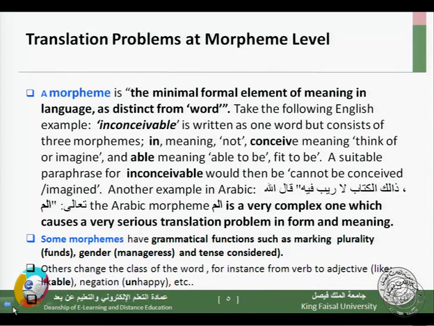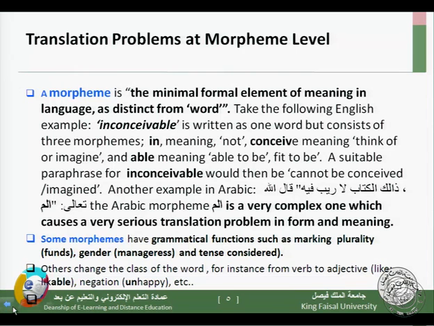Now, translation problems at morpheme level. Now, what is a morpheme? What is a morpheme? Morpheme is the minimal formal element. Means really the smallest element of meaning in language. But it is distinct from a word. It is not a word, it is a morpheme.